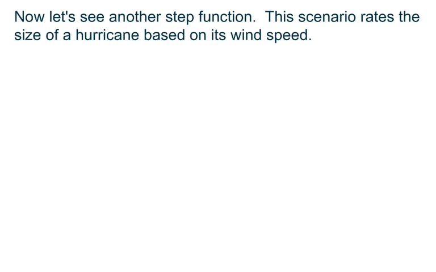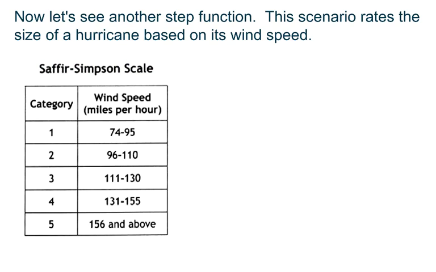Now let's see another step function. This scenario rates the size of a hurricane based on its wind speed. The Saffir-Simpson scale says a Category 1 hurricane is a 74 to 95 mile per hour hurricane. Category 2 is 96 to 110. Category 3 is 111 to 130. Category 4 is 131 to 155. And Category 5 is 156 and above.